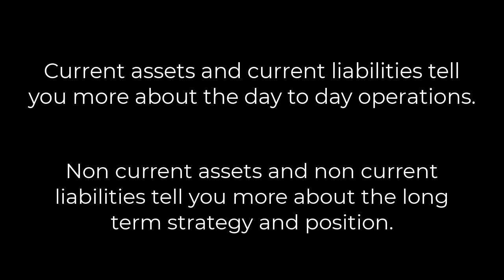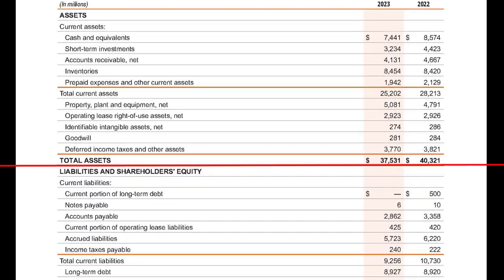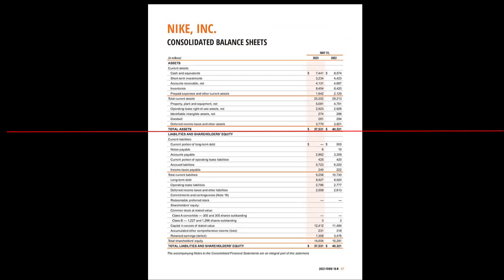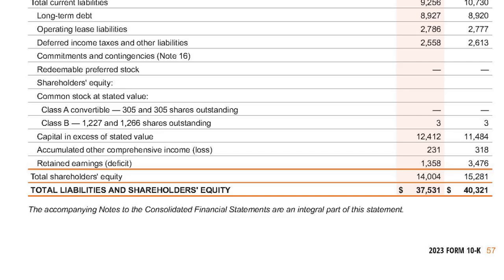Let's look at the balance sheet of a real company. Here is the balance sheet for Nike as of the 31st of May 2023. Instead of a left and right side, we can split the top and bottom. At the top we have the assets. Luckily, we don't need to add them up ourselves. We can see total assets here equal 37,531. That number is in millions, so it's actually 37.5 billion. Nike doesn't list a line for total liabilities, but they do list a line for total shareholder equity. Total shareholder equity is 14,004, or 14 billion.